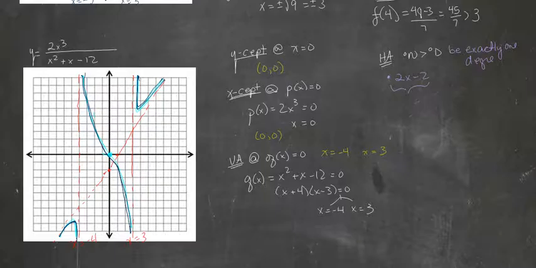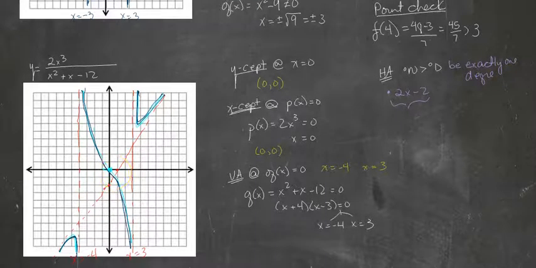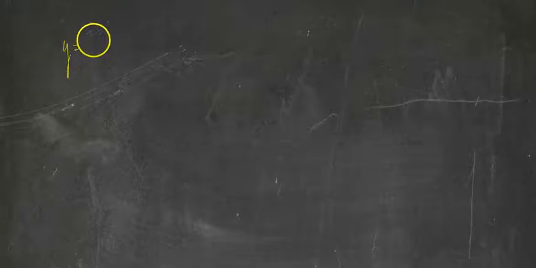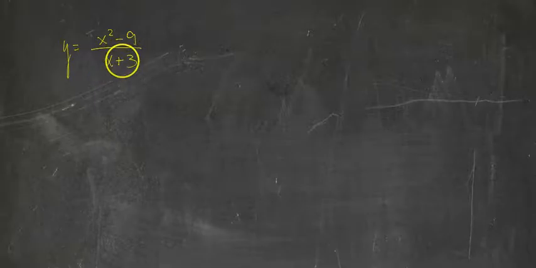Okay, I know the video's gotten long. I apologize for that. I have one more thing that you need to talk about, and that is, remember when I talked about there being a hole? Sometimes there's a hole rather than an asymptote, and I'm going to show you when that happens. So suppose I'm graphing y equals, let's see, x squared minus 9 over x plus 3.